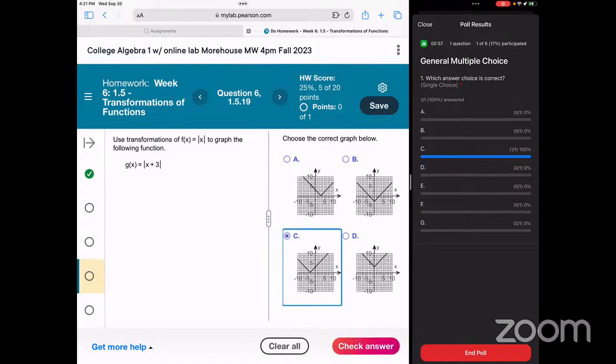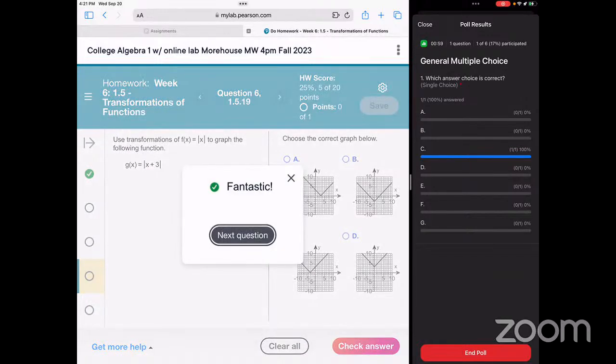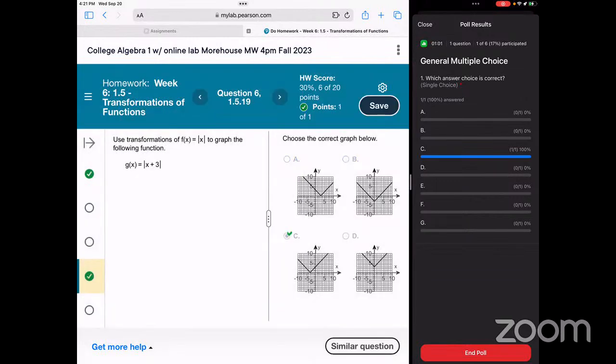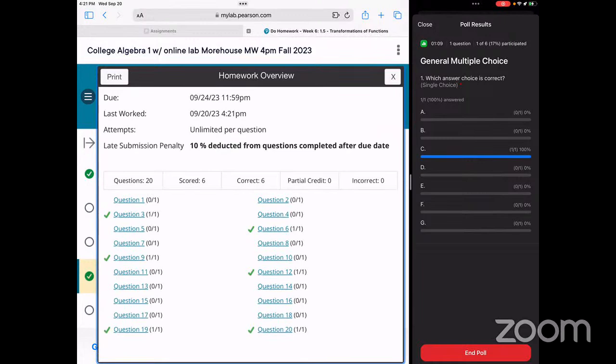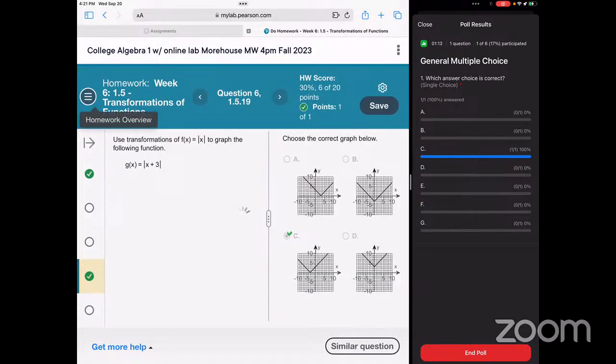Hey, Google, give me a random number between 1 and 20. 12. Okay, since we did 12, let's go to 13. Okay, let me reset this poll.